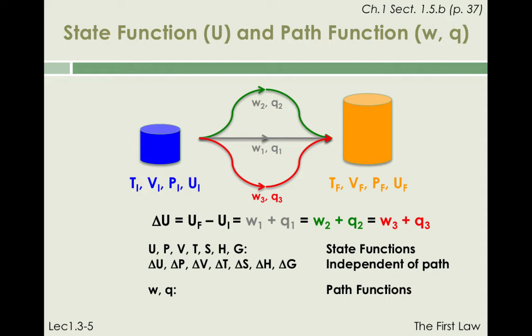The magnitudes of the work W1, W2, W3 are generally different from one another. The same can be said about the magnitudes Q1, Q2 and Q3 for the heat in path 1, 2 and 3. In contrast to delta U, delta V, delta T and so on, the magnitude of the work, or that of the heat, depends on the path taken between initial and final state. This is why we call work and heat path functions.